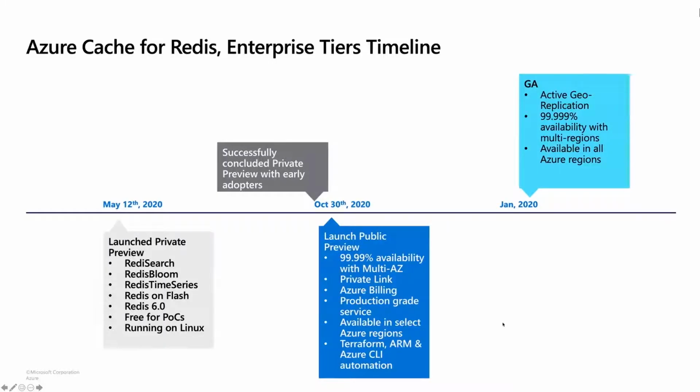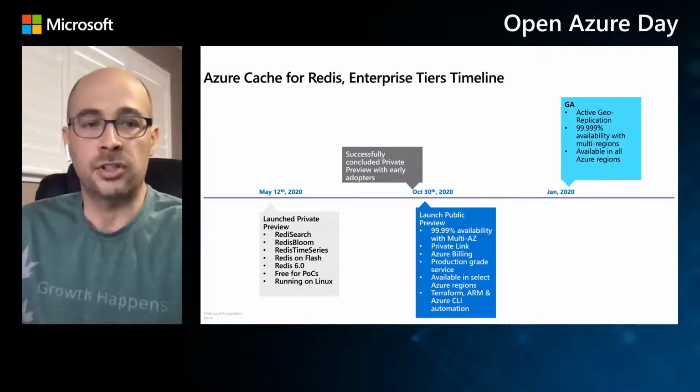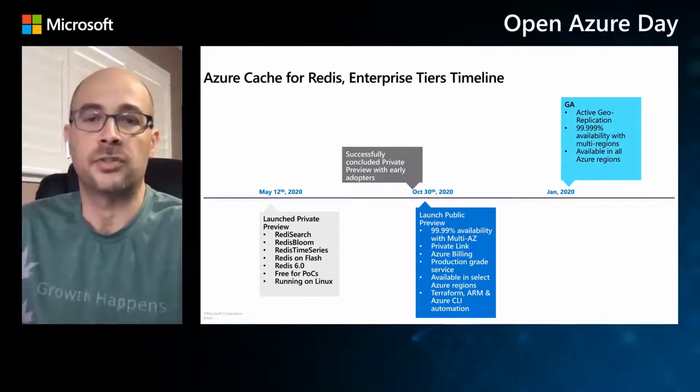Looking to the future, and a little bit also about how we got here. So we launched private preview with these enterprise tiers back on May 12th during RedisConf 2020. And those included the Redis modules, which we've covered, Redis on Flash, Redis Open Source 6.0, and it ran with select customers as a free proof of concept and for basic trials. By the way, this was the first version of Azure Cache for Redis tiers that ran on Linux.